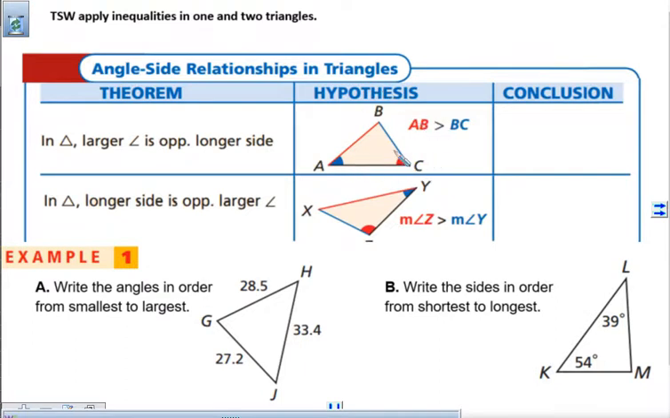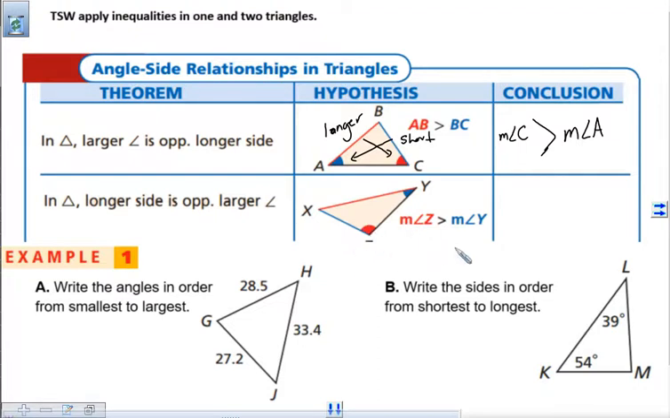What this first one says is that if you know that the length of AB is greater than the length of BC, so AB is longer than BC, that means that you know that the angle across from AB, which is angle C, so the measure of angle C is greater than the measure of the angle across from BC, which is angle A. So the measure of angle C is greater than the measure of angle A.